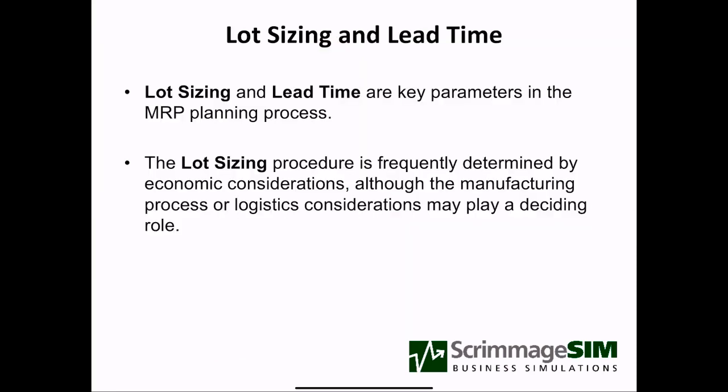There are a number of parameters in the MRP planning process, but the two most important ones are lot sizing, if we're going to produce or purchase something, what quantity should we use, and the lead time. How far before the date that this is required should we start the purchase process or the production process? Lot sizing is frequently determined by economic considerations. The economic order quantity and the economic production quantity are tools that can be used to assess the quantities that should be produced if we're going to make a batch of product or procure raw materials.